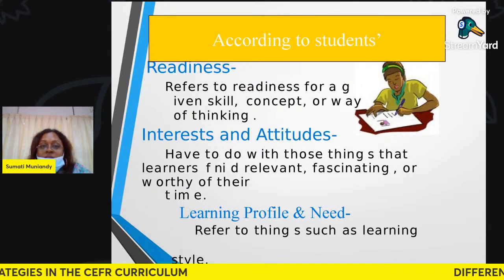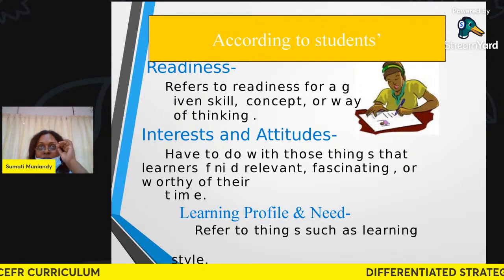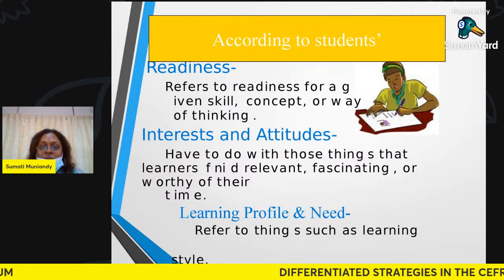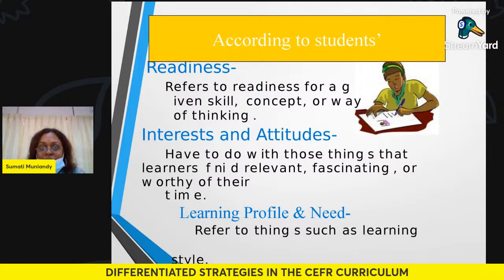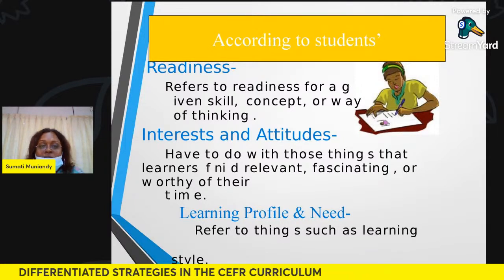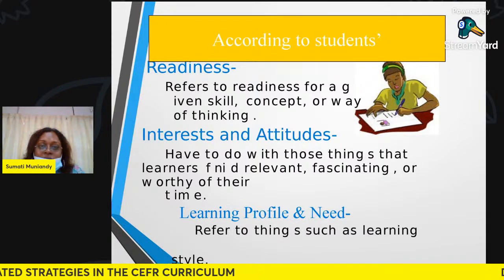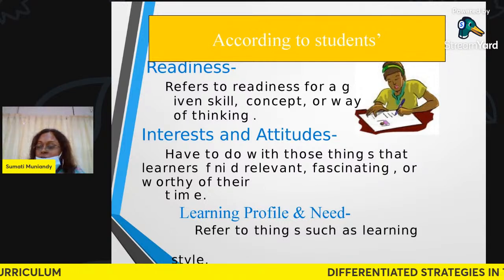Some of the students, that's why I told you just now, may have interest in hands-on, but the teacher did not prepare, so they lose the interest in learning English. So when we plan the lesson plan, we have to take into consideration all these points.